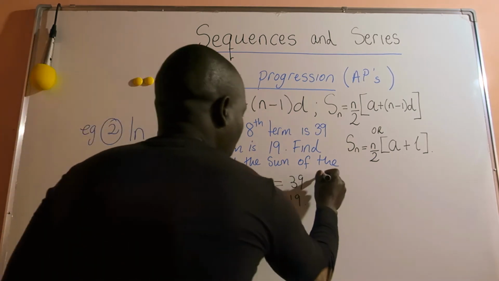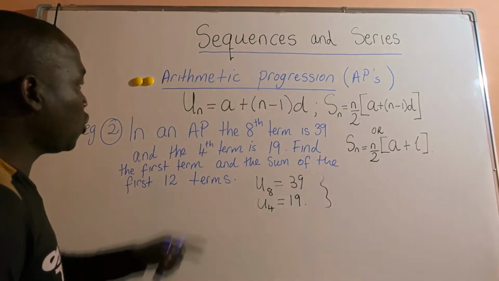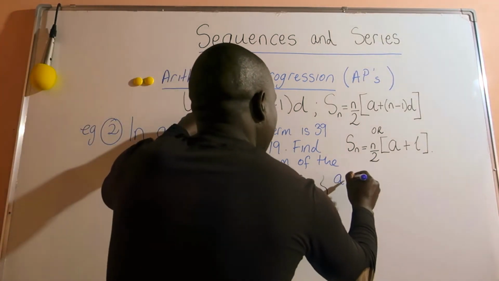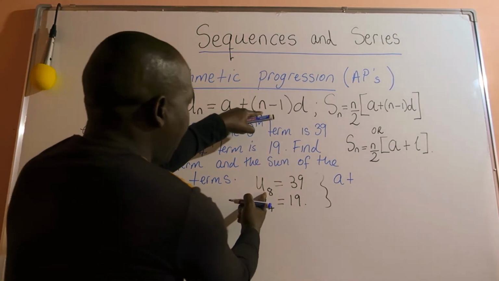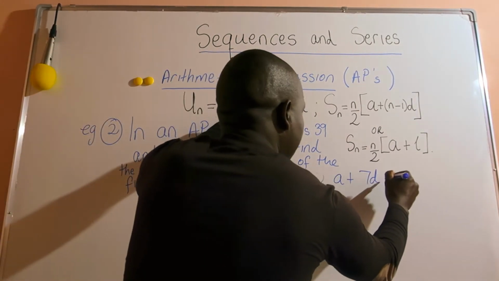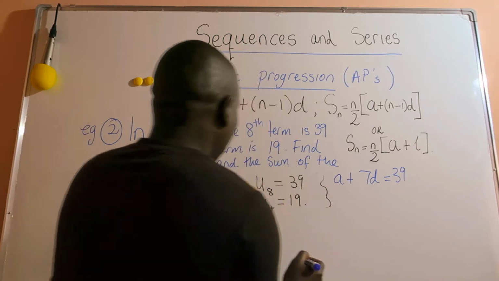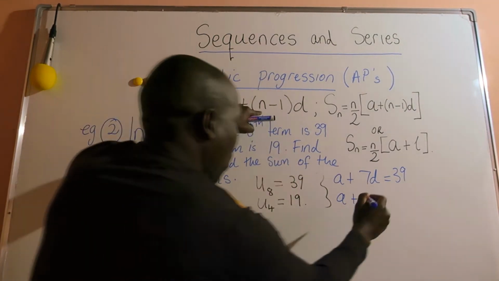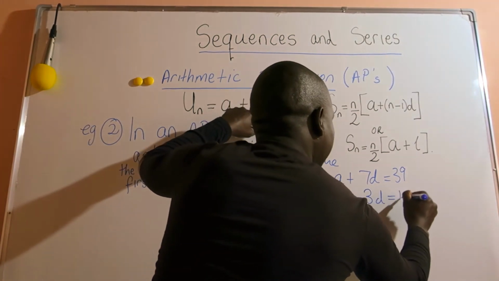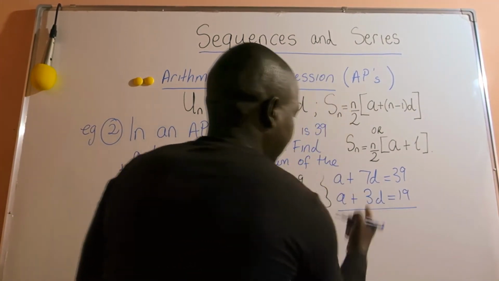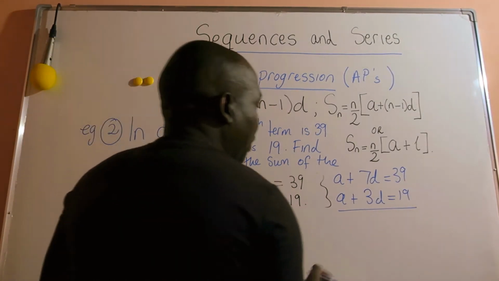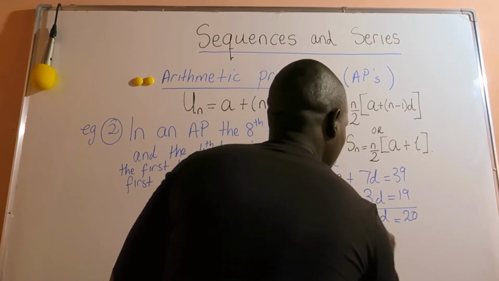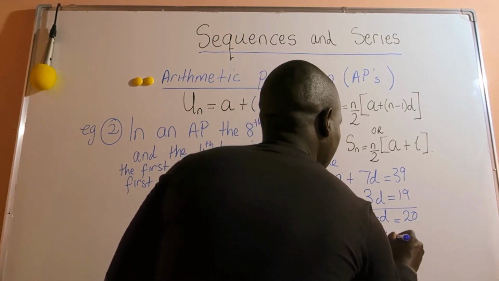So again, like what we did in the first one, we are going to look at these two and substitute the formula for Un. So you are going to go A plus n, now n is 8, so 8 minus 1, this is 7D is equal to 39. The second one is going to be A plus n is 4, so 4 minus 1, that's 3D equal to 19. And we're going to subtract. So 7 minus 3, that's 4. 4D is equal to, if we subtract, we get 20. So this gives D is equal to 5.